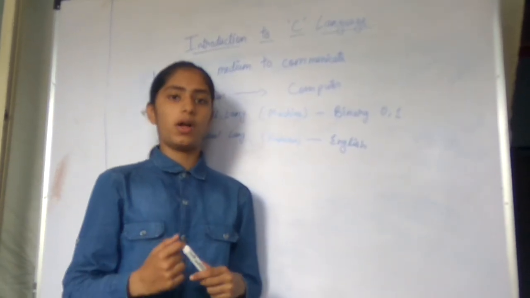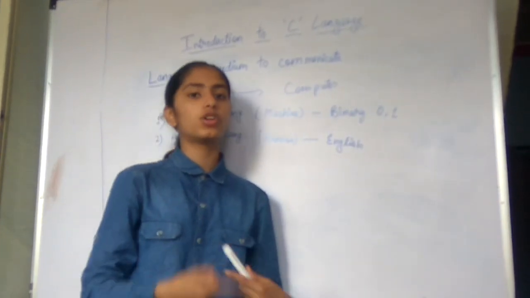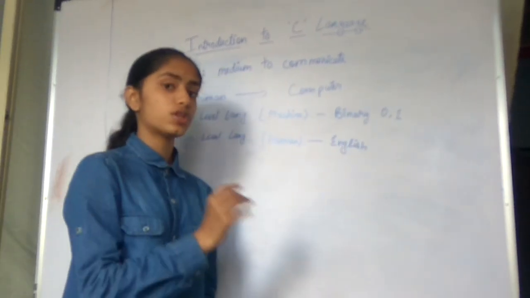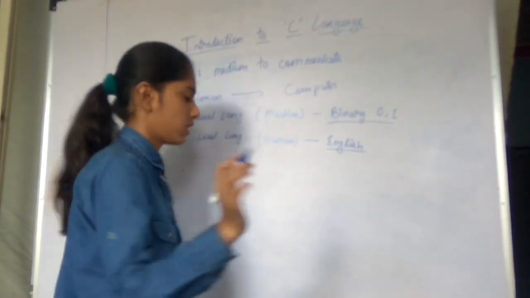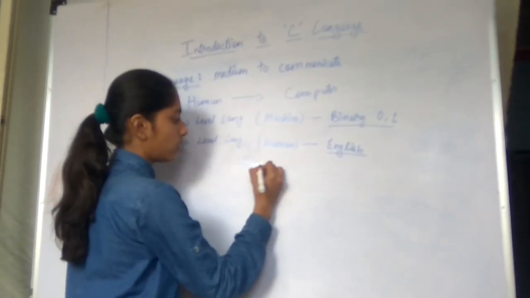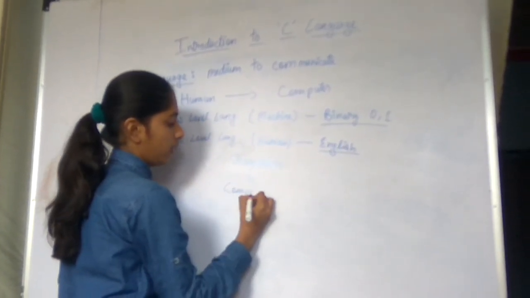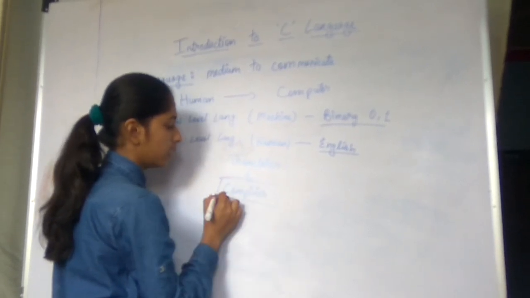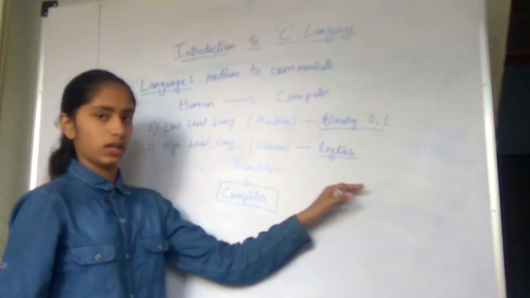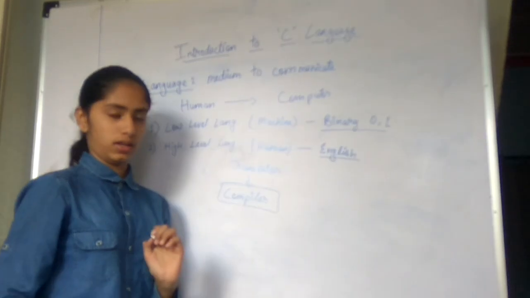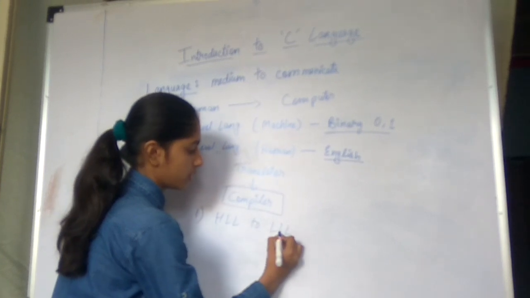But it is our requirement to convert this code into binary language because the computer is going to process our output. Hence, the computer should understand our language. For that, the English must be converted to binary language. For this, a translator was required, and this translator was developed as the compiler. So, the compiler is a special software which converts high-level language, that is English, to low-level language, that is binary. So the first function is to convert high-level language to low-level language.